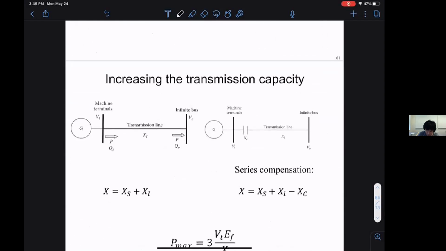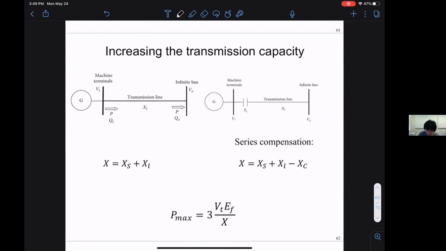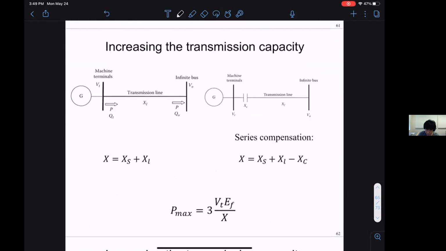One is you can add a capacitor to this transmission line and try to cancel out the value XL. Your equivalent reactance is now the sum of the inductive reactances minus the capacitive reactance. So this gives you a larger P max you can have.